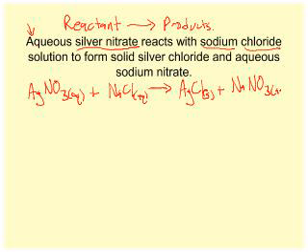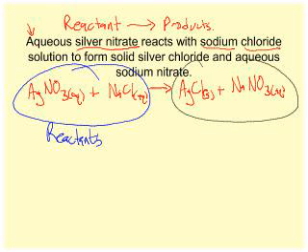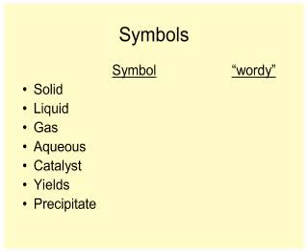Aqueous means aqueous. So if I were to ask you what the reactants were, you would say these are my reactants. If I asked you what the products were, you would say that these are my products. And hopefully you followed very well what the different names of the different stuff was. So same things we did before.